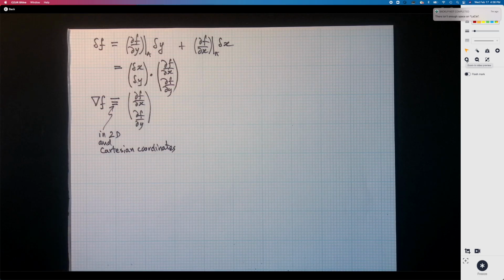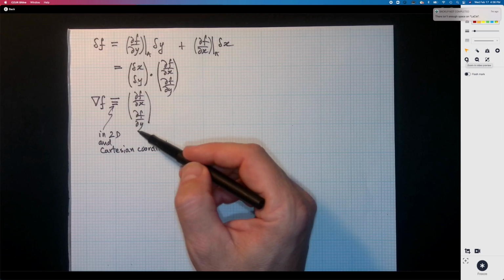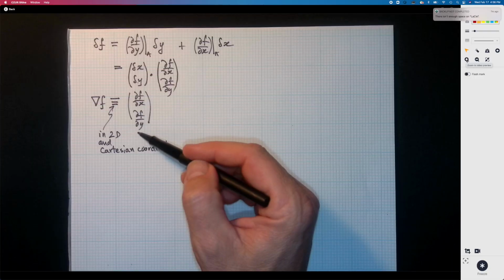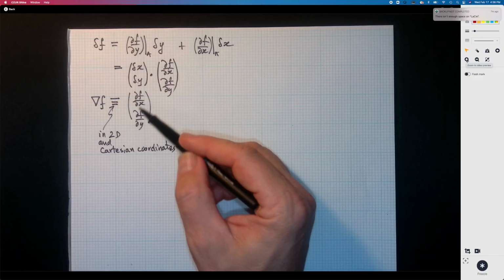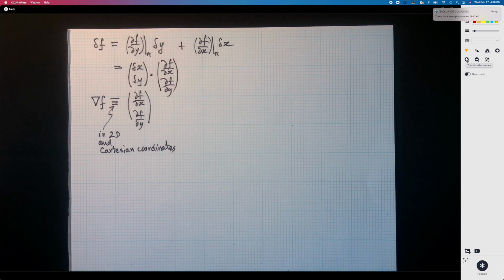Now what we're going to see is that grad f is a vector, and this vector doesn't really depend on the coordinate representation. So we can represent it in spherical coordinates, cylindrical coordinates. It's a proper vector, and so what it looks like will depend on what kind of coordinate system we use. It's going to be simplest if we're using Cartesian coordinates, in which case the gradient's components will just be the simple partial derivatives with respect to x and y.